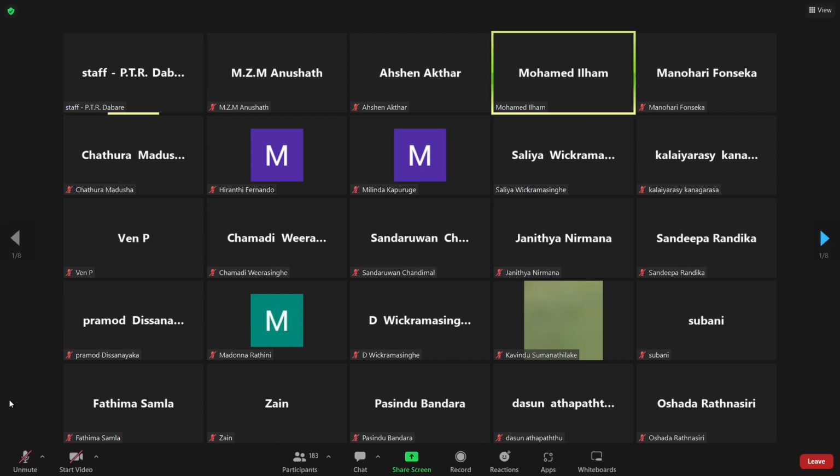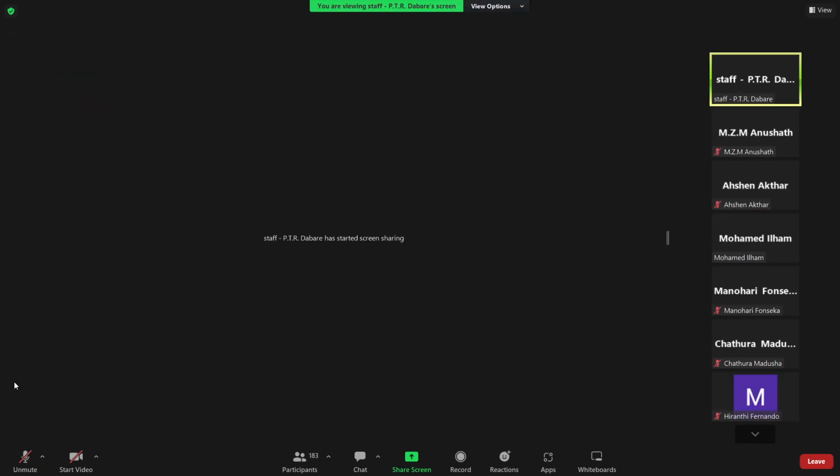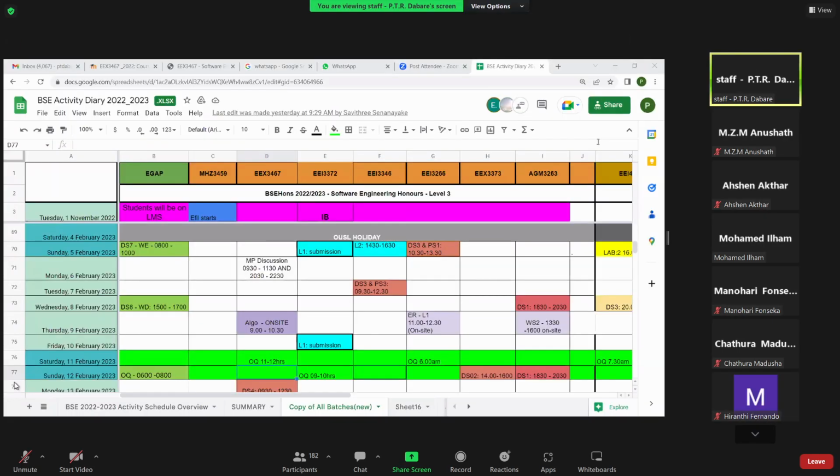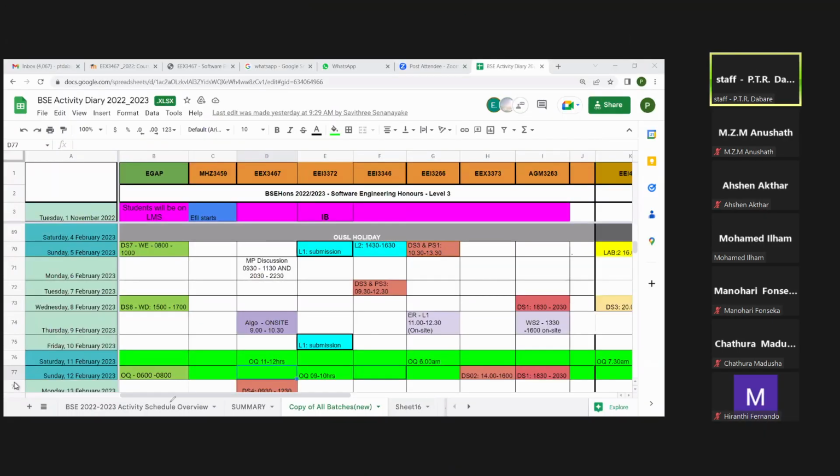Yes, on site there are 3 sessions now. If there won't be any issue in the country, we will have an on-site session. Algorithms from 9 to 10:30. Then ER diagrams from 11 to 12:30, lab 1. Then for AGM, a workshop will be held from 1:30 to 4 o'clock. So you have to come to the centers that you are aware of by now.